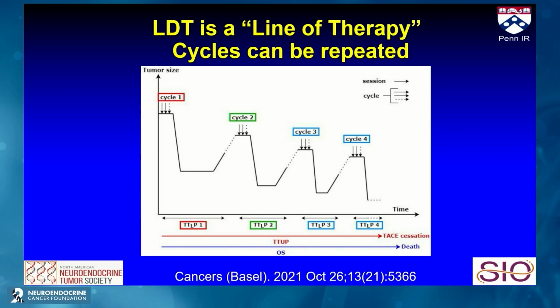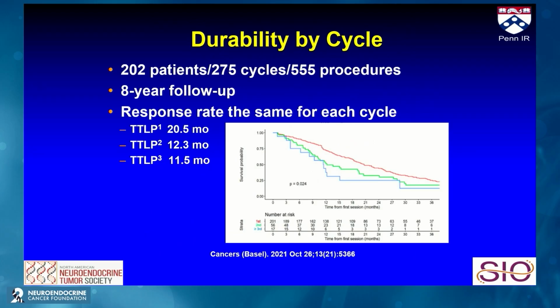So you can get multiple cycles of liver-directed therapy as one line of therapy without necessarily needing to go on to the next best thing. My personal record is 16 times. I embolized one patient 16 times over 12 years before he had to go do something else because it stopped working.